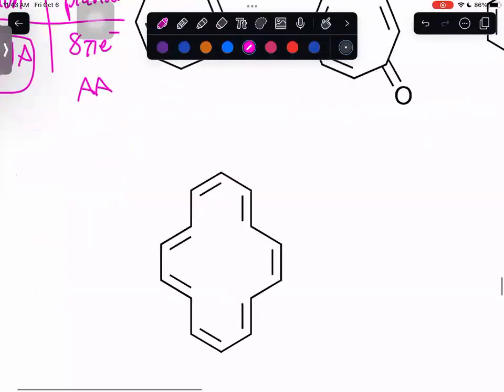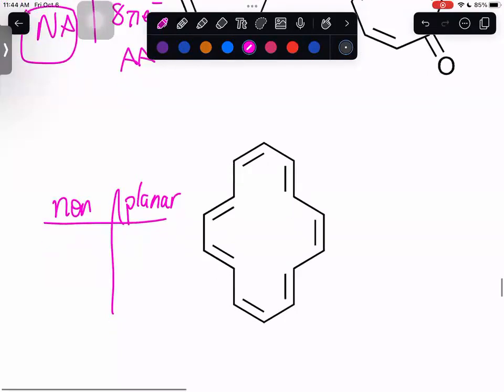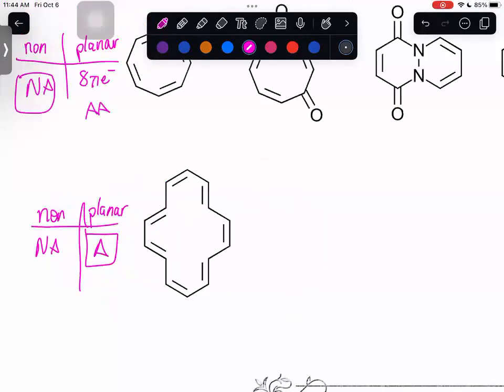Okay, this little guy, what is it? It's cyclic, planar, fully conjugated. It could be either because it's over 8 or more members. 14 pi electrons. Oh, that's aromatic. There you go, so it chooses to be planar.